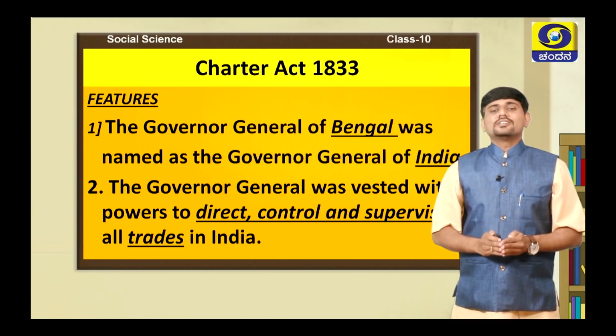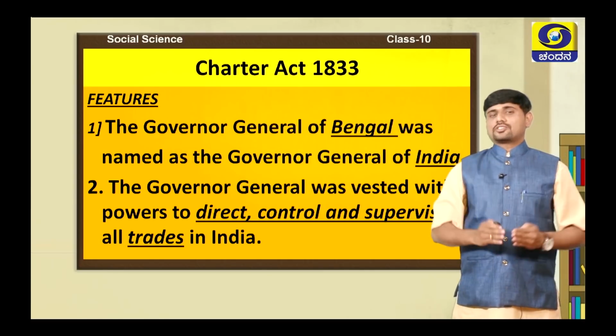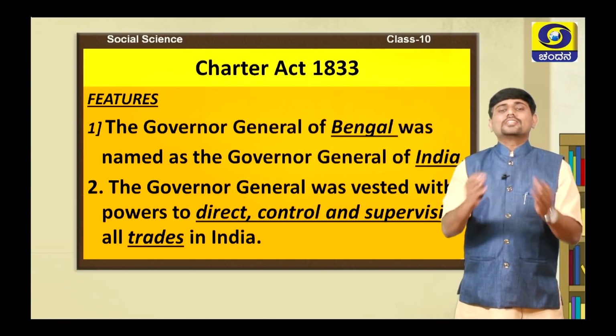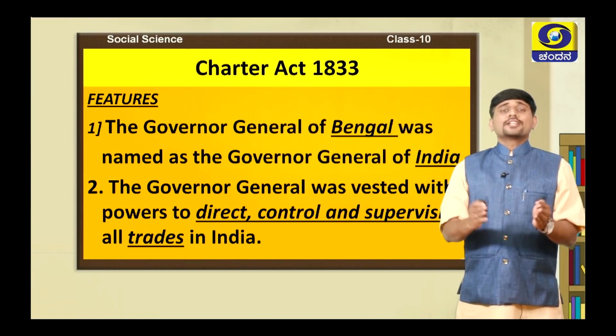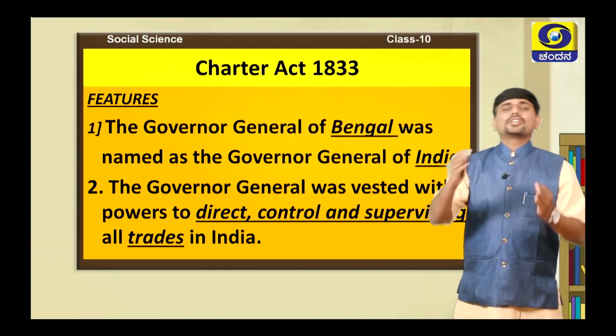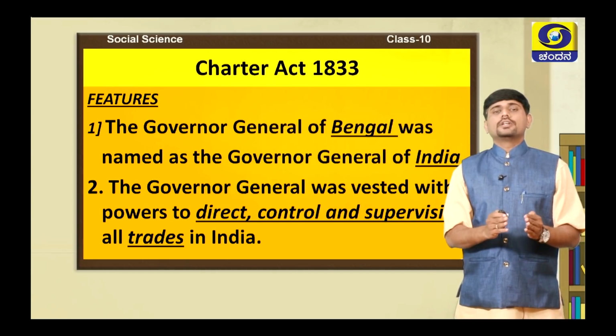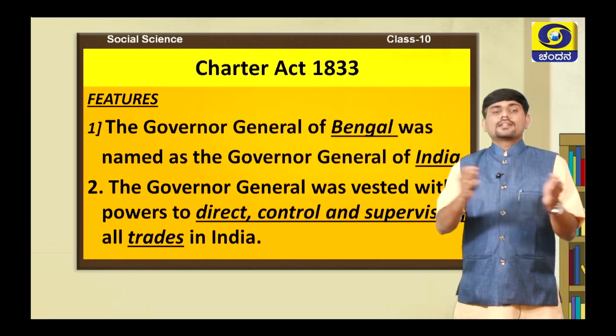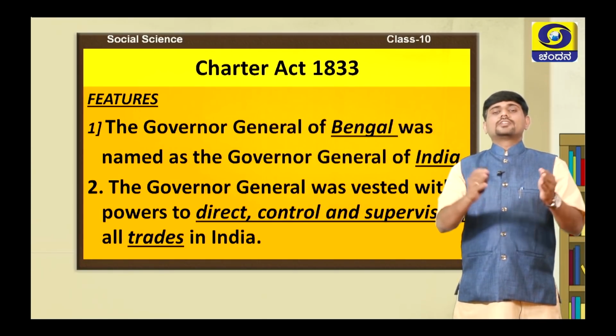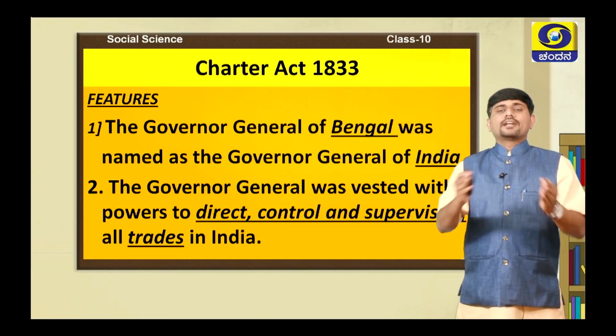After the 1813 Charter Act, the 1833 Charter Act, children. The 1833 Charter Act was a continuation of the Charter Act of 1813. Further developments and changes were made to the constitution of the earlier 1813 act. According to this act, there are some important features. The Governor General of Bengal was named the Governor General of India.